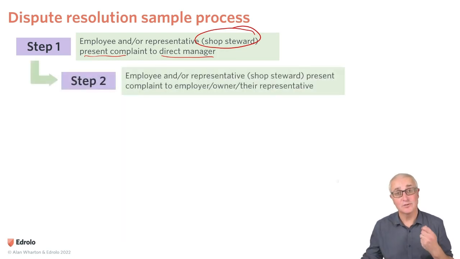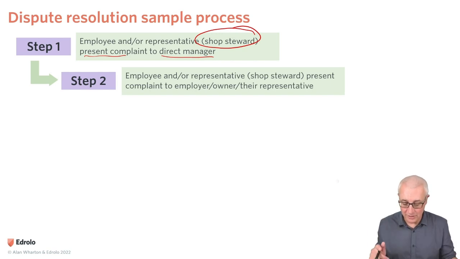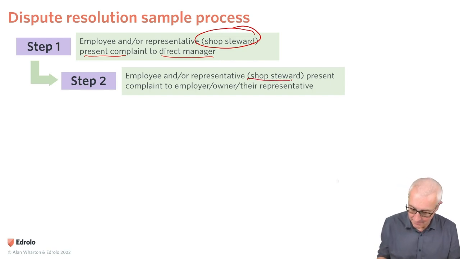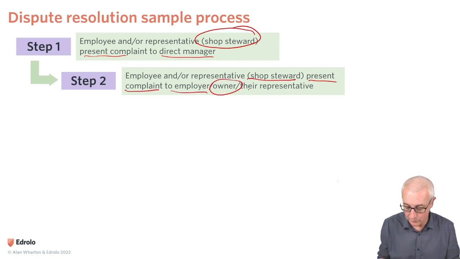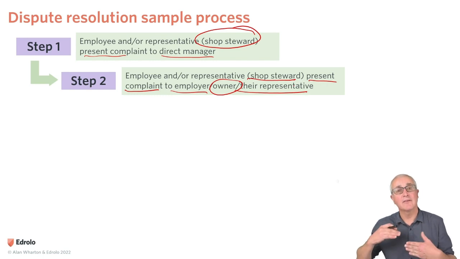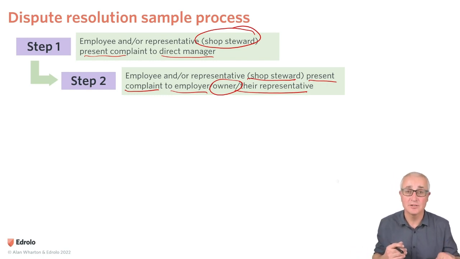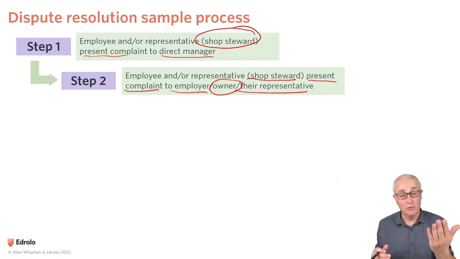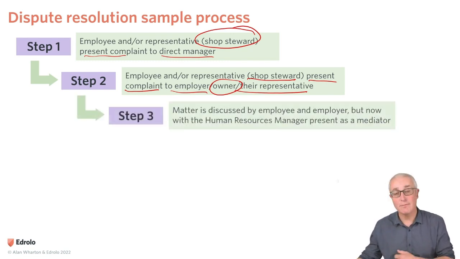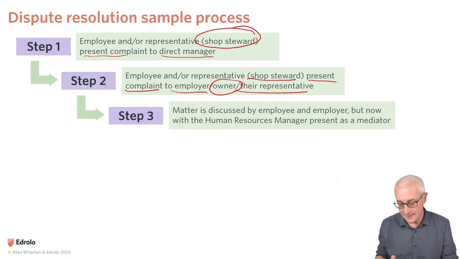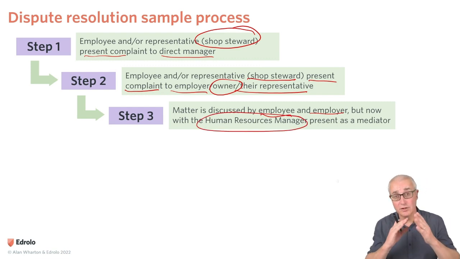Now, if that doesn't work, we then have step 2. In this sample scenario, maybe we take that step further by taking the complaint to the owner or the employer or their representative. So we're elevating it up. If we can't get a resolution at step 1, we move on to step 2. If the owner still says no, we're not going to get any payment here, we can move to step 3. In this case, it's about the employee and the employer now taking it to the human resource manager in that role to try and resolve the disputes.